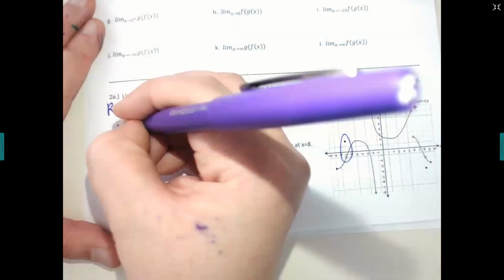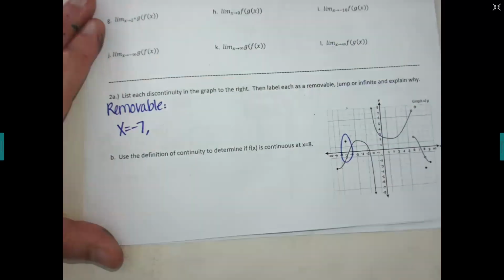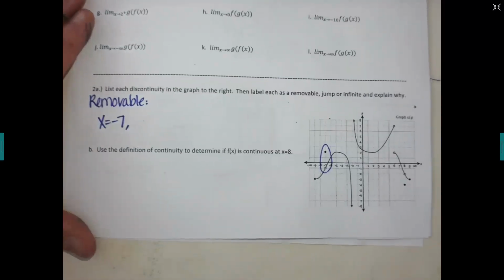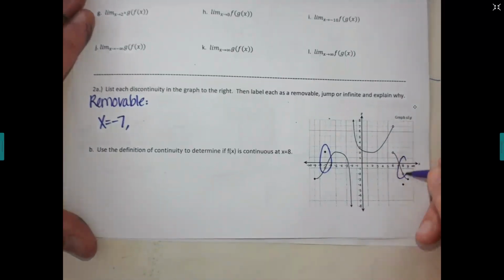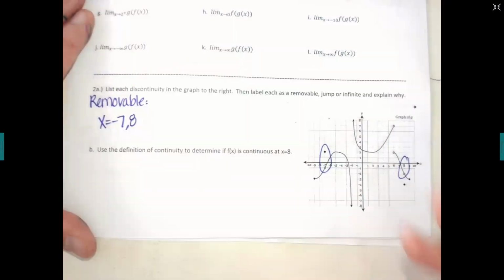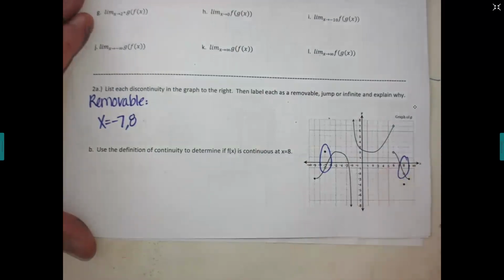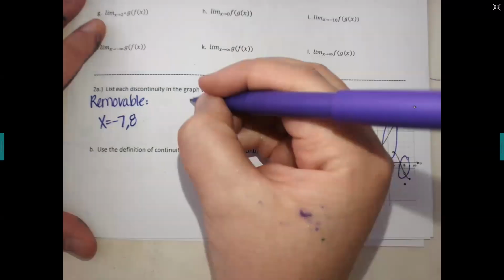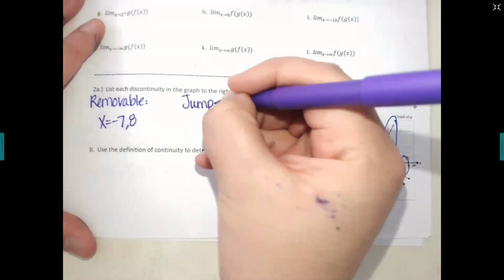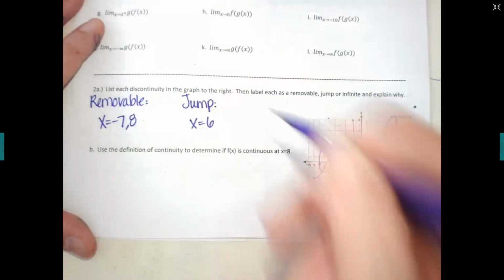-7. Is there one more? There is one more. Where is it? 8. Very good. Now, quick question. Should I also count 6, because it's got a hole? No, that's not a removable. What type is 6? This is a jump. So I'm going to put that I have a jump at x equals 6.